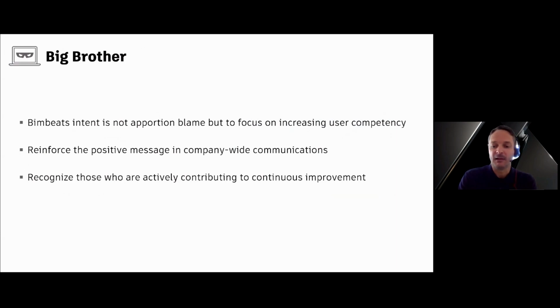And then I guess lastly, when we rolled this out at BVN, there was a little bit of hesitation around this being very much Big Brother. And I guess it is, in that it's capturing all of this data, but we wanted to make sure that the message was a positive one. And this was about increasing competency. It was about reducing downtime.